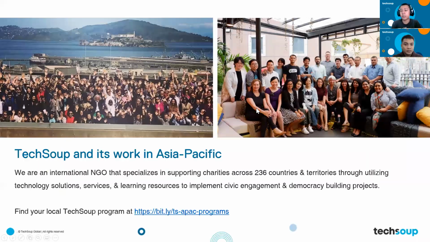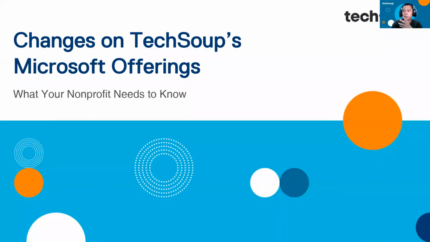So you already know about TechSoup. We are an international nonprofit organization. We mainly support charities, NGOs and nonprofits across the globe. We do that by supporting such organizations to access discounts and donations for technology and other resources from companies like Microsoft and Google and so on. So again, this is about the Microsoft changes.